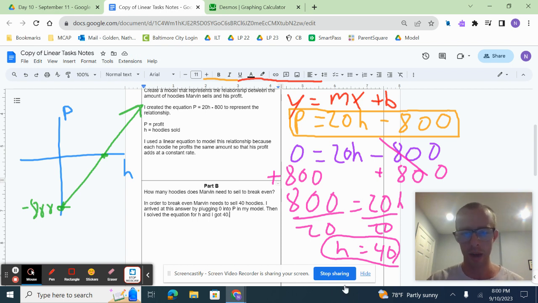You would have to describe how you solved the equation if you didn't show it in the box. So imagine you didn't show it in the box. You could say, I made the equation, or I would just show it down here. 0 equals 20h minus 800. Added 800 to both sides. 800 equals 20h. I divided each side by 20. H equals 40. So this or this, you don't necessarily need to do both, though it doesn't hurt.